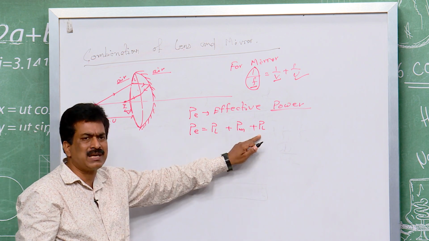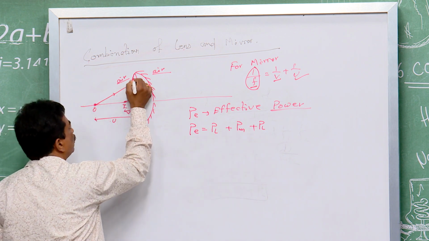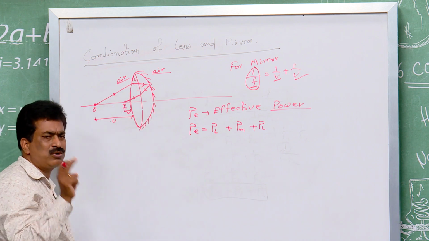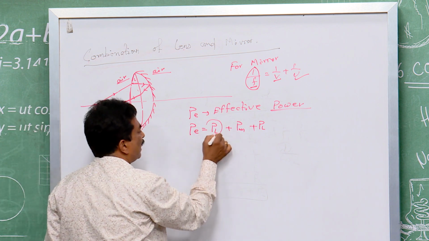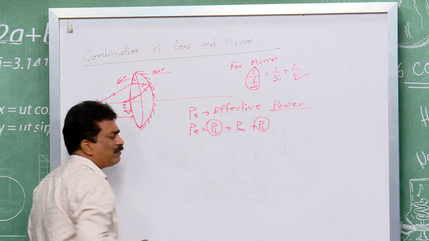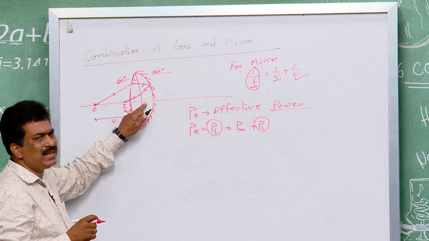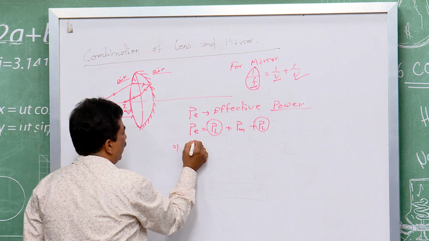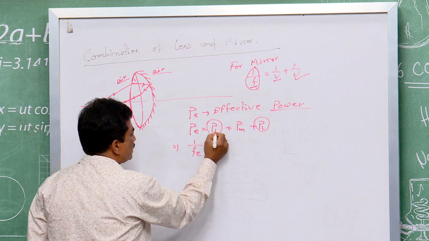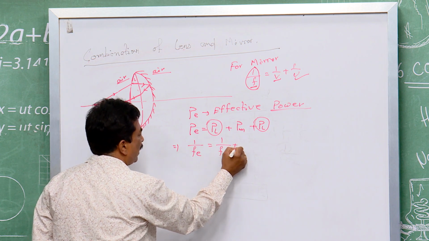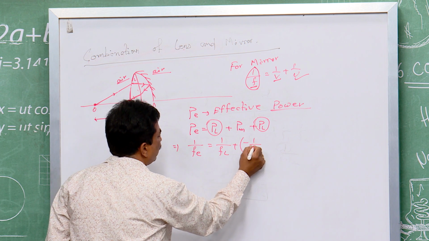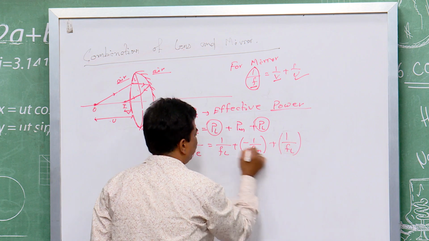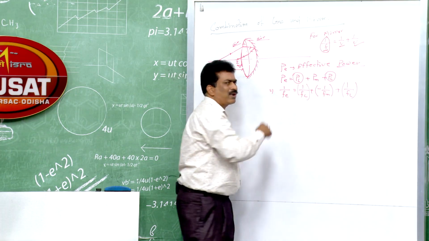Sir, why are there two PLs? You see, the first ray is going through the lens, and again it is coming through the lens. So for that lens, it will give its value for the two powers, and one is for the mirror, and this is PM. So this PE is equal to 1 by FE, this PL is equal to 1 by FL, this PM is equal to minus 1 by FM, and this PL is equal to 1 by FL. Because the power is the reciprocal of the focal length.